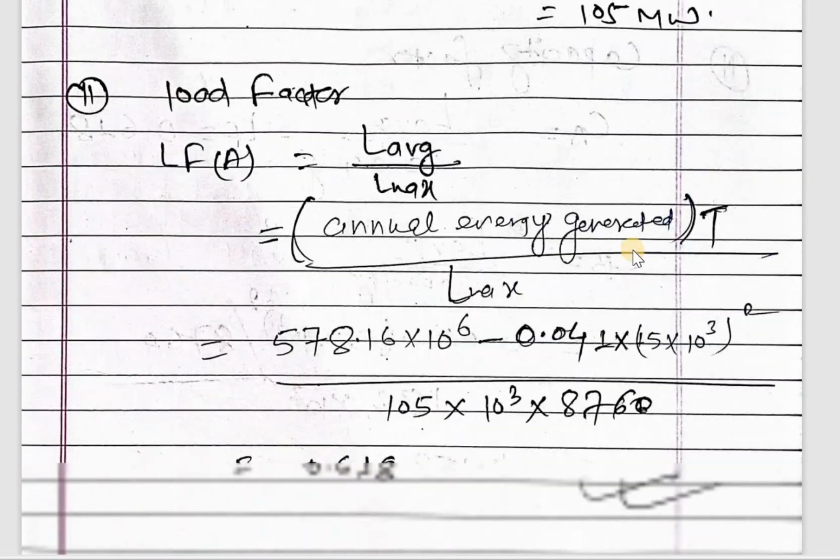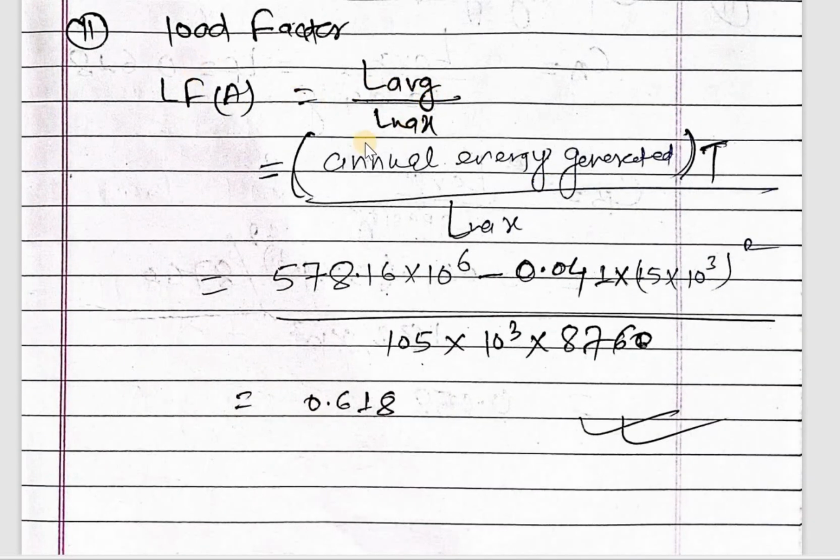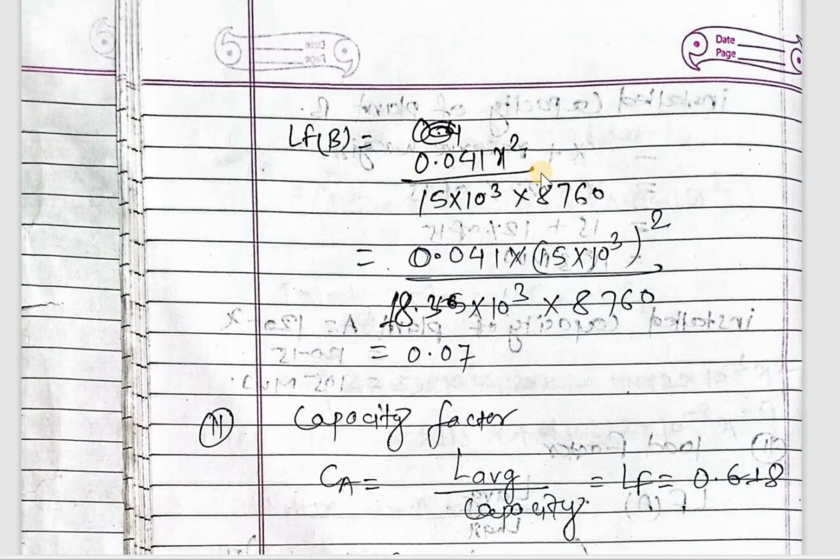And load factor equals average load upon maximum load. The average load is the annual energy generated upon time. This is the annual energy generated, 578 point. This is for A. So put all these values and we can get 0.618. And similarly for B, put all the values and we can get the load factor of plant B.